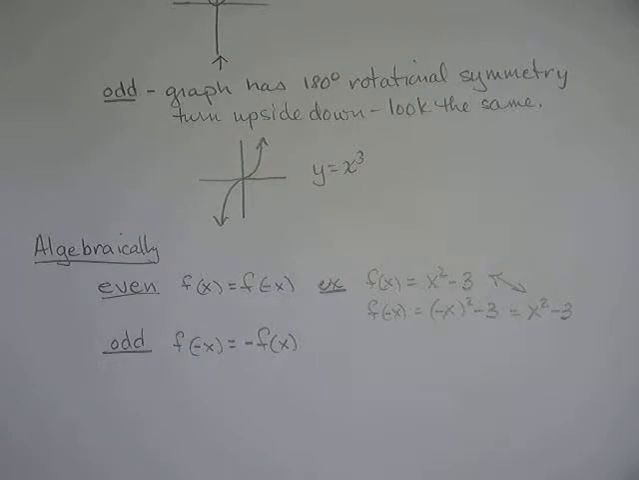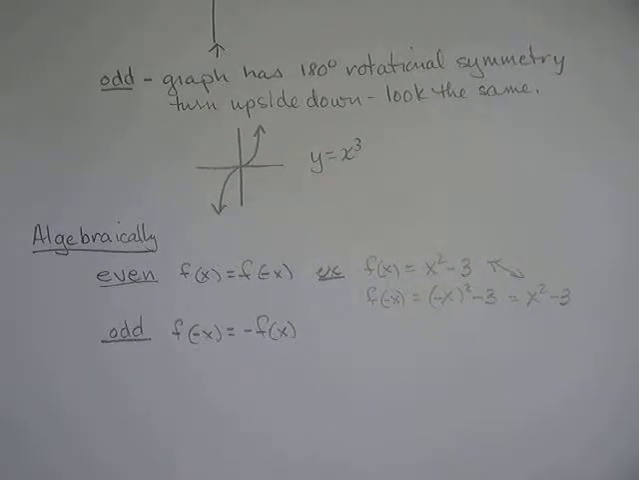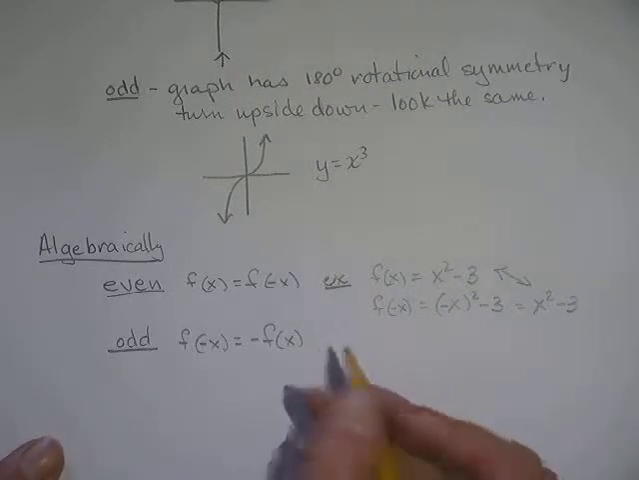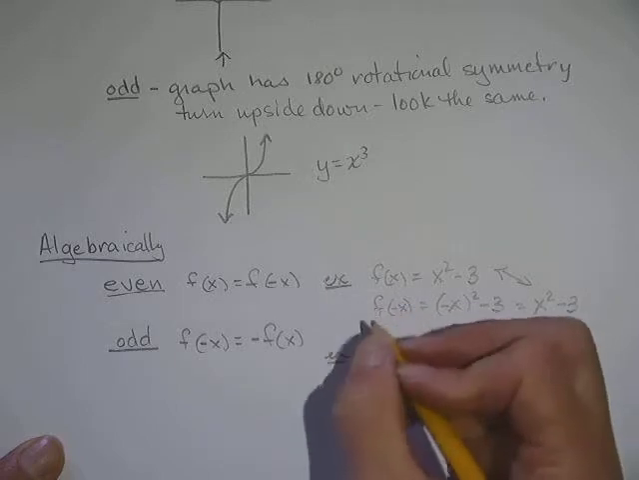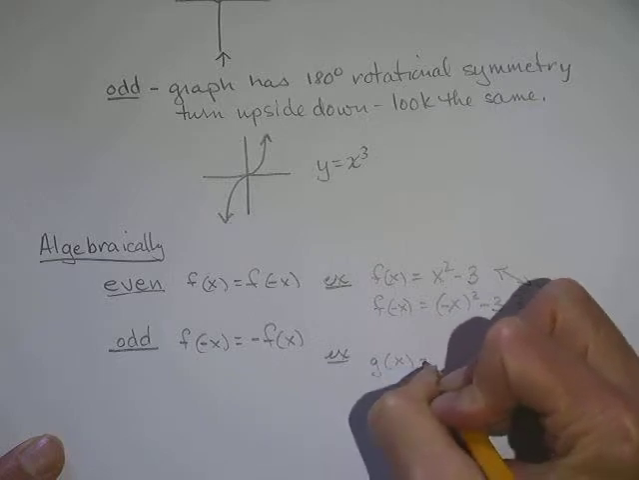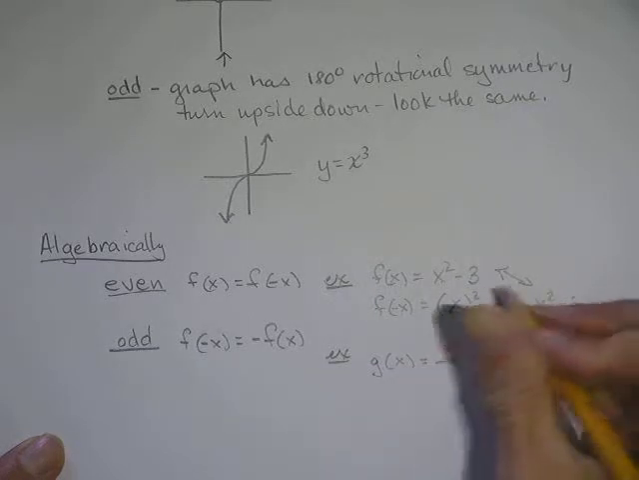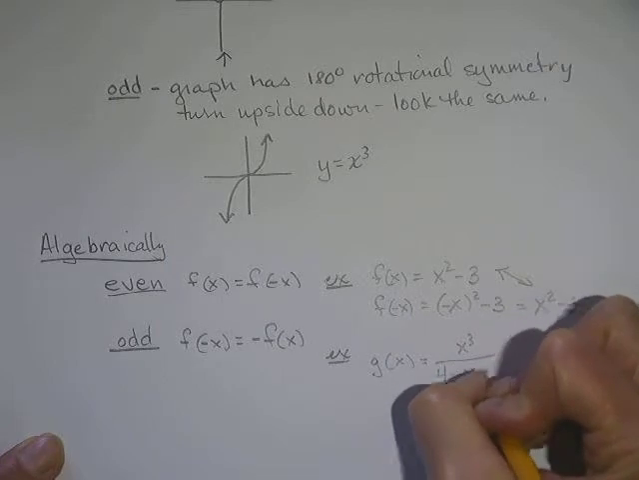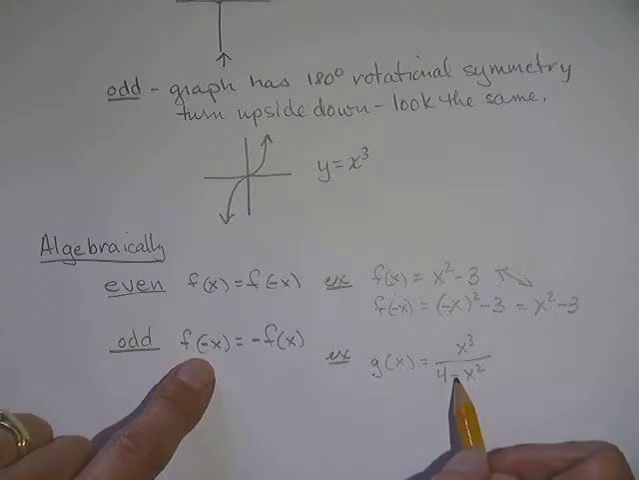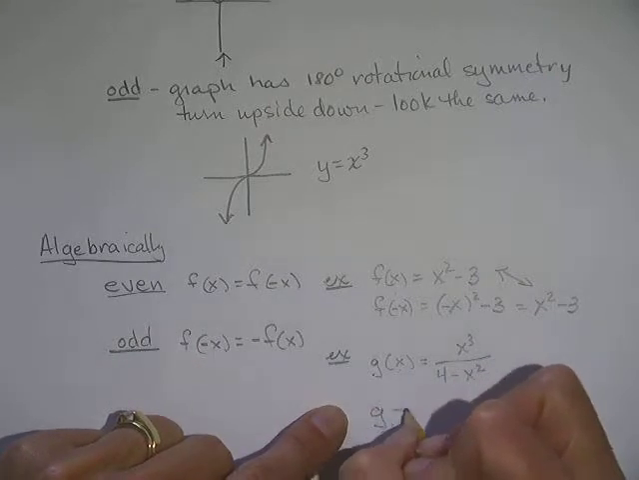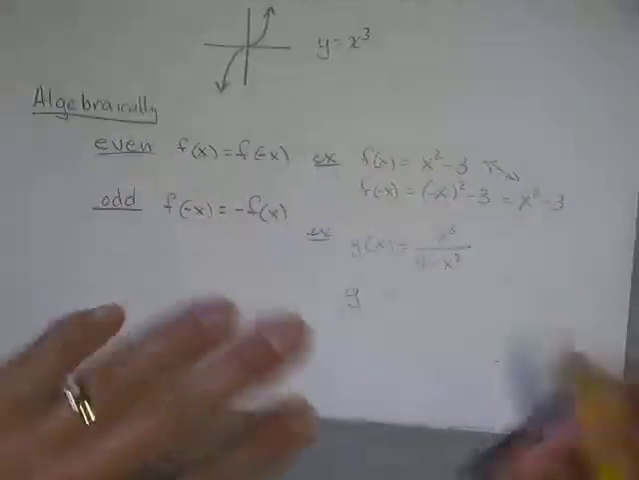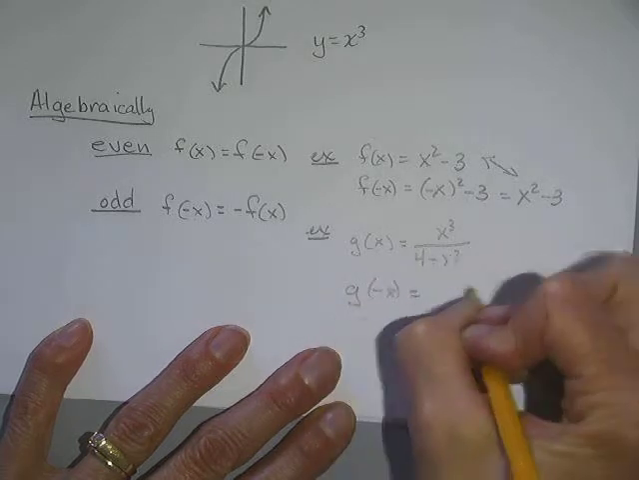Odd. Odd means that f of negative x is equal to negative f of x. Well, let's see if we can figure that one out. Let's try another example here. Let's say that I have g of x equals x cubed over, let's just say that.